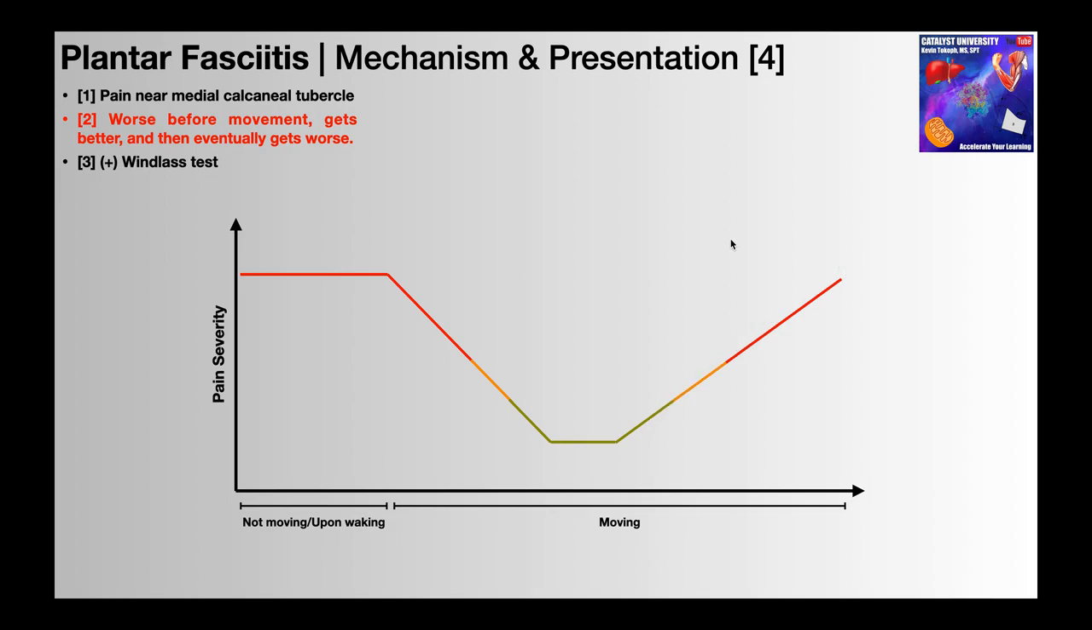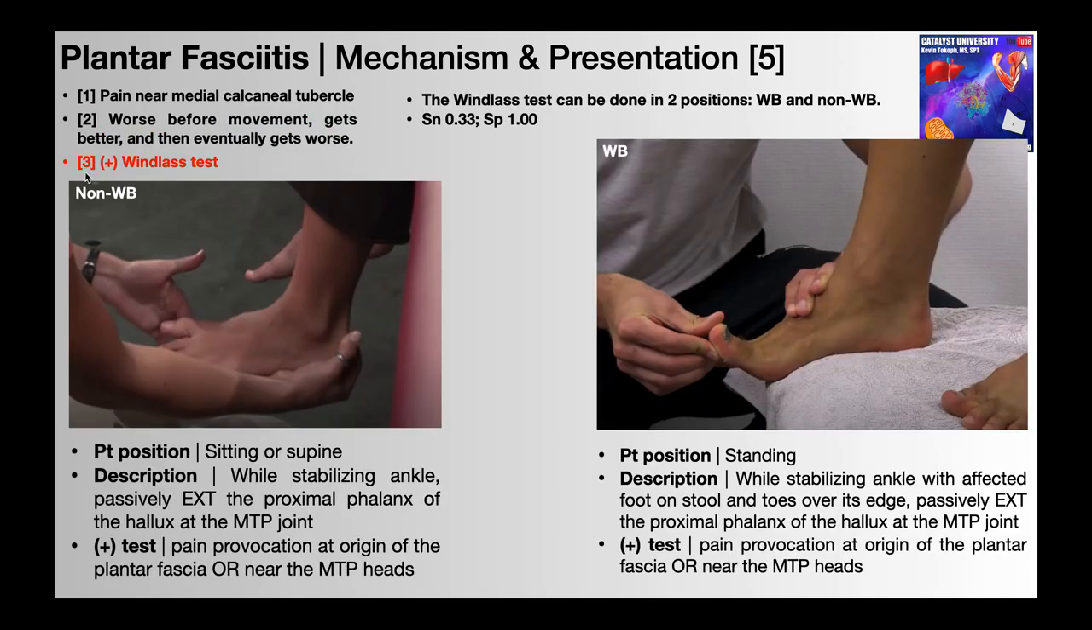And so if you have somebody whose pain severity kind of follows a trend like this, along with these other two things, there's a good chance they have plantar fasciitis. And number three would be a positive Windlass test, which is extremely diagnostic for plantar fasciitis. Despite a low sensitivity at 33%, the specificity is 100%. So if somebody has a positive test for this, you can pretty much guarantee they have plantar fasciitis.